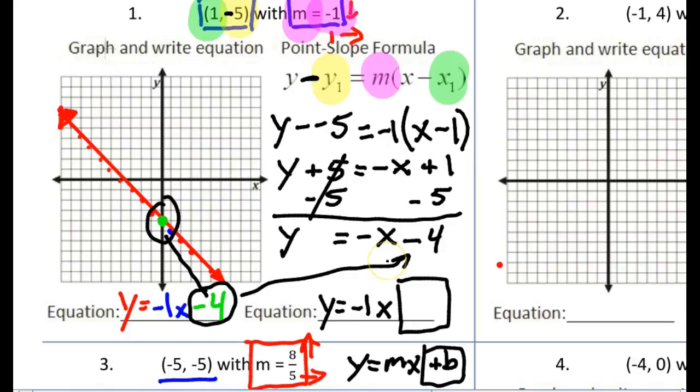Okay. So this is nice. It didn't take too long because they're nice small numbers. But again, what if the coordinate was -5.77, comma -342.458, and the slope was -3.58? Right? You wouldn't be able to do that with a graph.